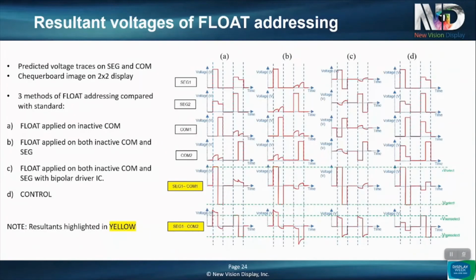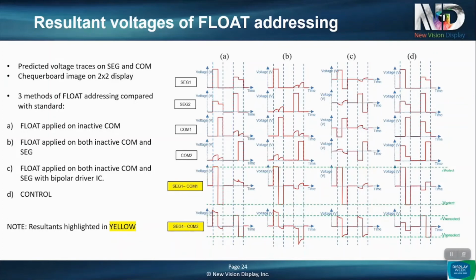So apologies for this; it's quite a busy graph. Quite a busy page. Let me just explain what's going on. On case D here, we've got the normal voltage reduction scheme addressing. In case A, we're just applying the float to an active com. So we've taken those float signals and applied those to the row before and the row after the active row, and then look at the pixel resultants from that.